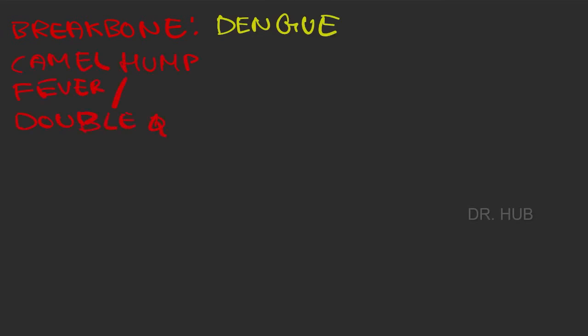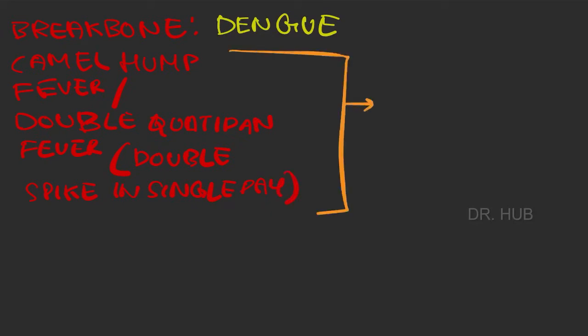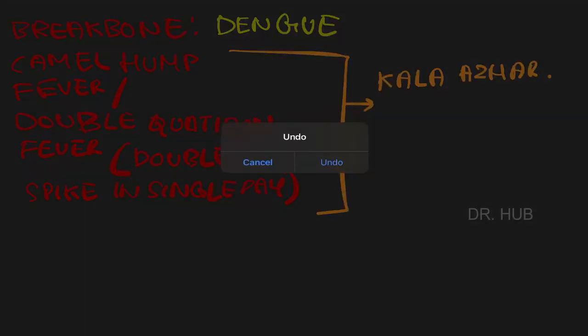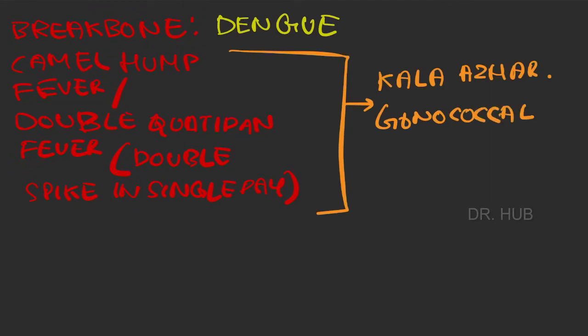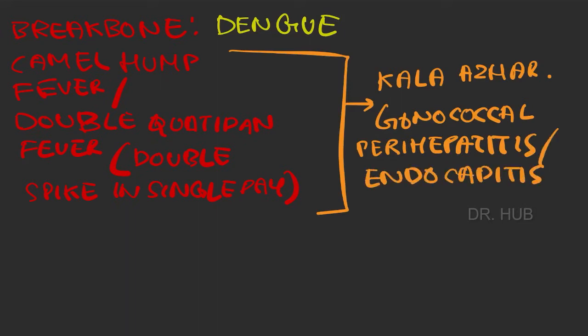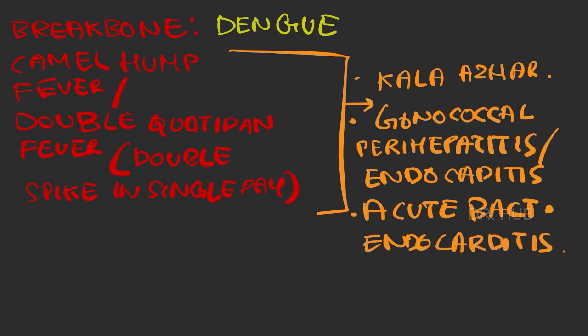Next, moving ahead, we are looking at the breakbone fever, that is in case of dengue, then camel hump fever, then double quotidian fever, also due to the double spike in a single day. This is seen in case of kala azar. Next, as well as gonococcal perihepatitis, as well as endocarditis and acute bacterial endocarditis.